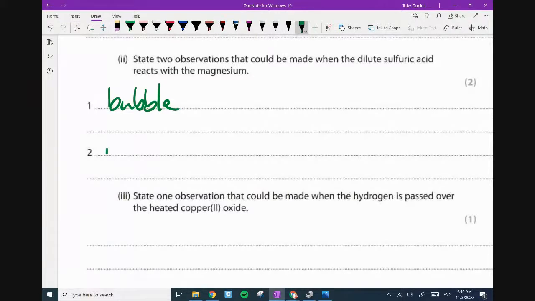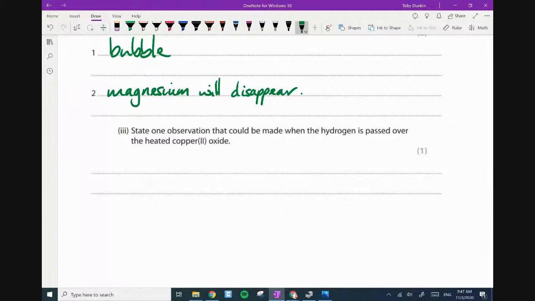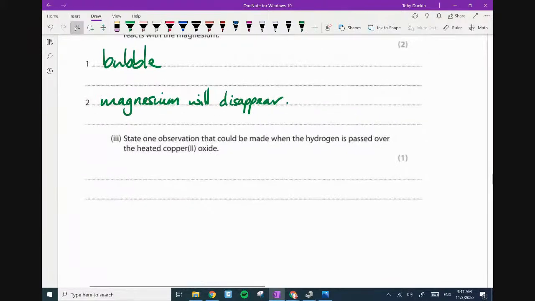The next thing is the magnesium will disappear. It will disappear over time. Next, state one observation that could be made when hydrogen is passed.